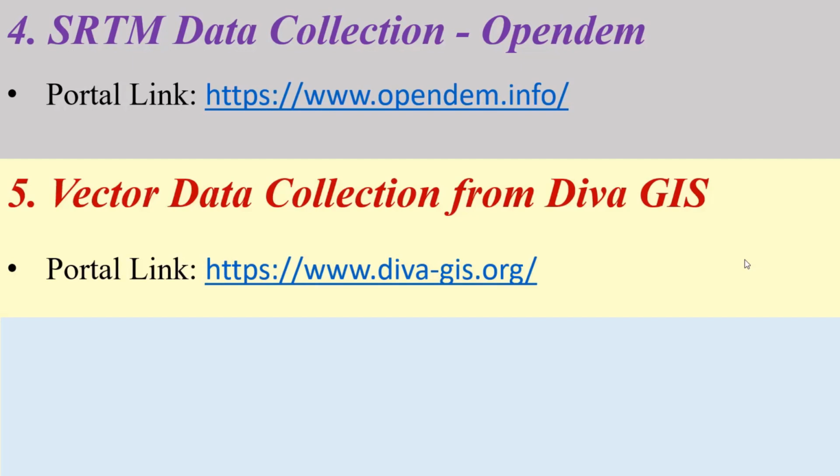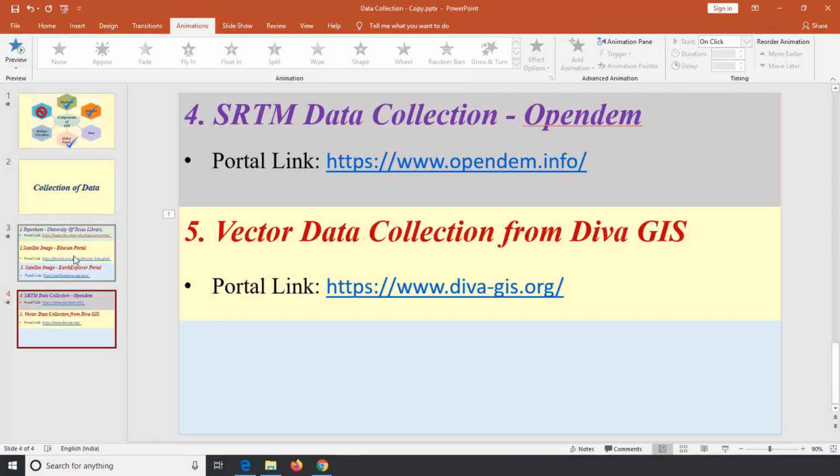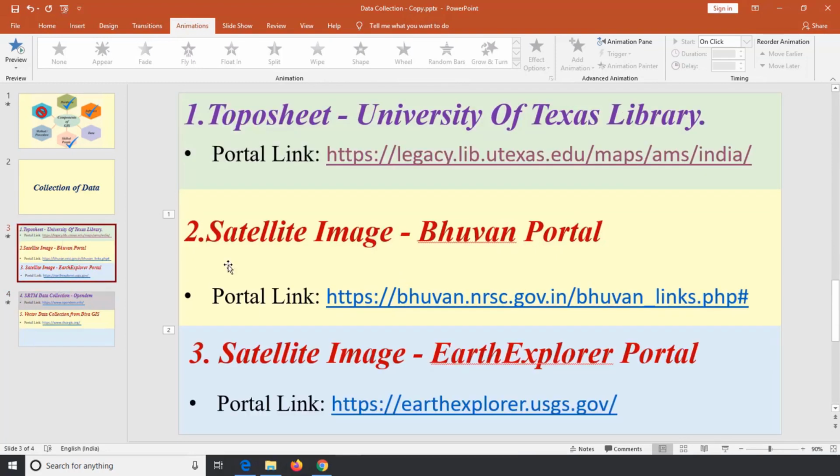In this video, we will see how to download topographical sheet from Texas Library and vector data from DIVA GIS for our GIS work. As these data are free of cost and no login information is necessary, anyone having an internet connection can download and use this data.